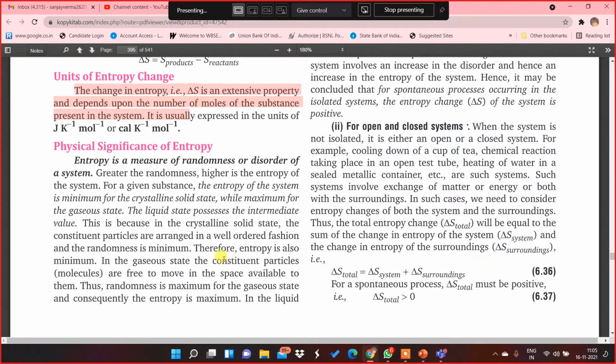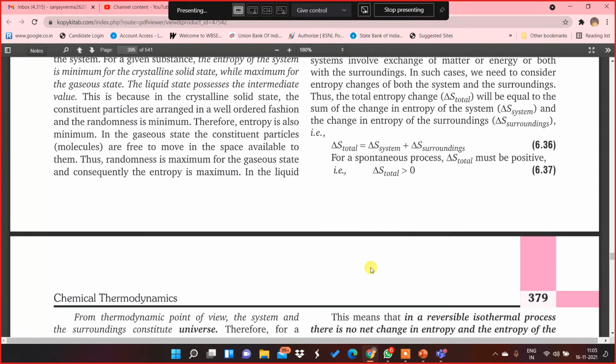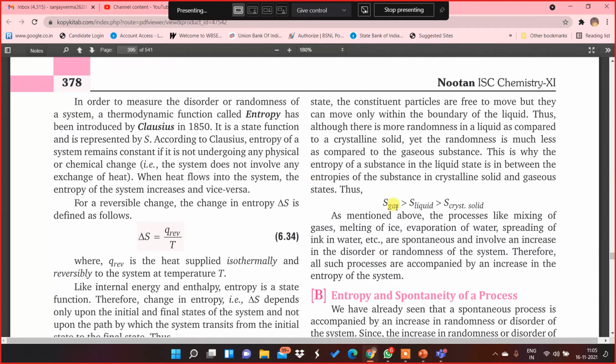Now, in the gaseous state, the constituent particles are free to move in the space available to them. Thus, randomness is maximum for the gaseous state, and consequently, the entropy is maximum. So, if the entropy is highest, possibly the substance is in the gaseous state. If it is intermediate, it is possibly in the liquid state. If it is minimum entropy, then we can talk about the substance being in the solid state. Now, here this comparison of the entropies for gas, liquid, and solid crystal is given. This one you try to remember.